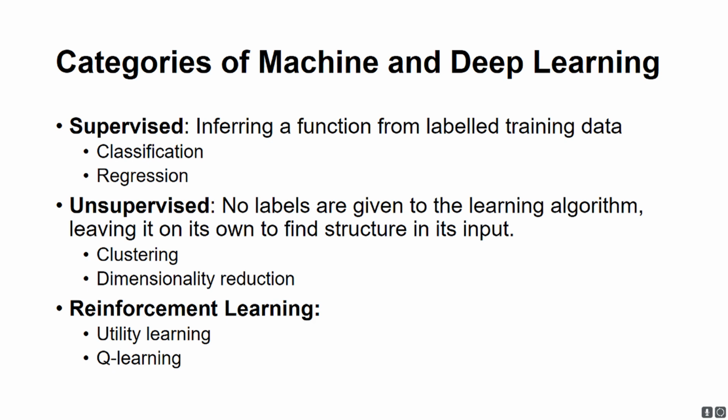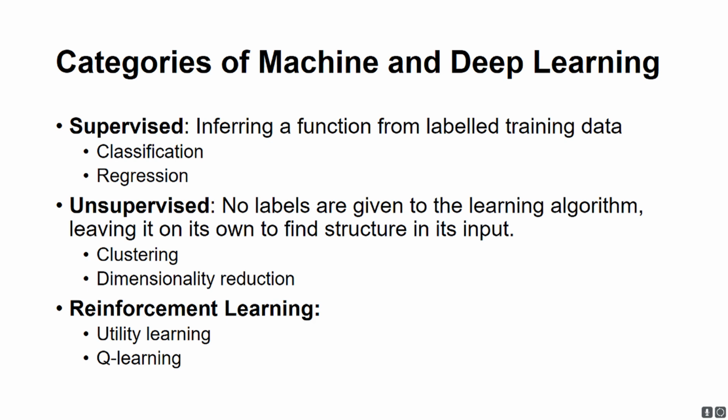Now, in unsupervised learning, no labels are given to the learning algorithm. You leave it on its own to find structure from the data that is provided, basically from the input provided. There are two different categories here: clustering as well as dimensionality reduction.